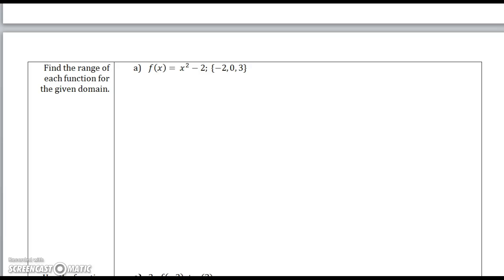So what they want us to do is find the range of this function given the domain. Find the range given the domain. So the domain is -2, 0, and 3. So the first one is x equals -2. I'm going to plug that in. The function, when I plug in -2 for x, because what did I do? I replaced x with -2, is equal to -2 squared minus 2. -2 squared is 4 minus 2. So the function, when I plug in -2, is equal to 2.